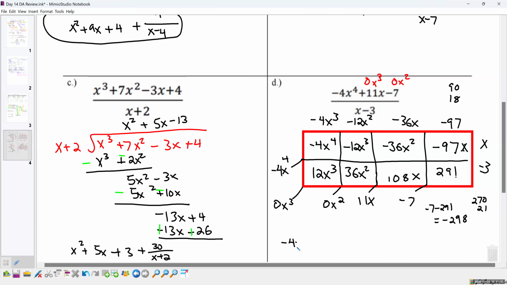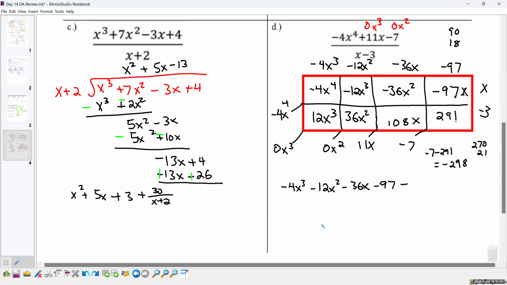We've got negative 4x cubed minus 12x squared minus 36x minus 97. You can either do minus and then 298 over x minus 3, or you can go plus negative 298 over x minus 3. I hope that was helpful. I'm sorry about the mistakes on number 6, but on the plus side, less work.